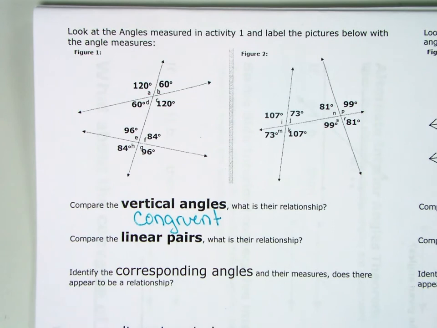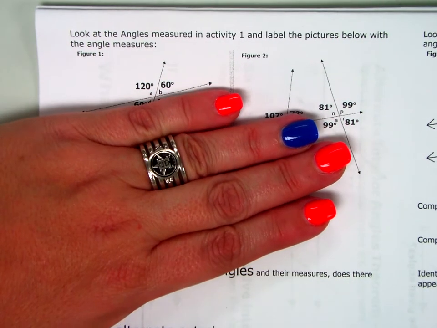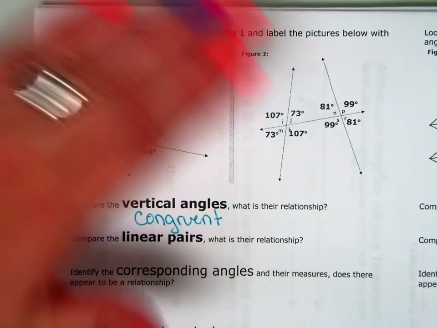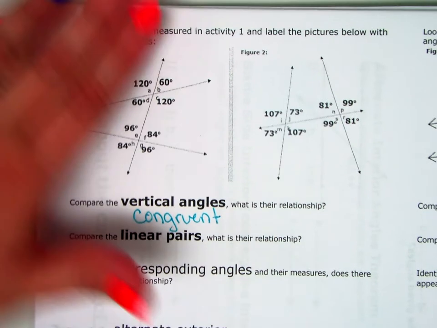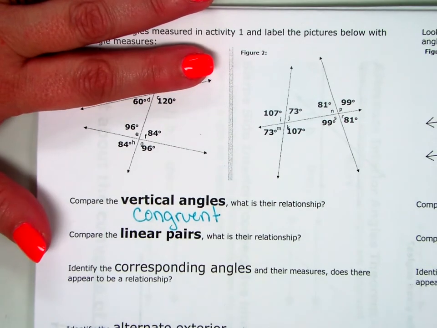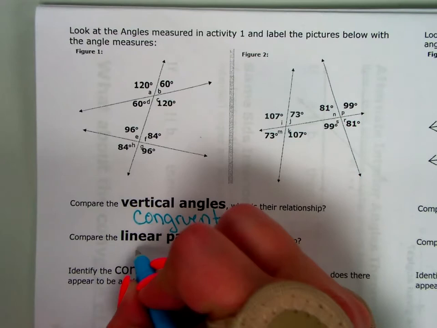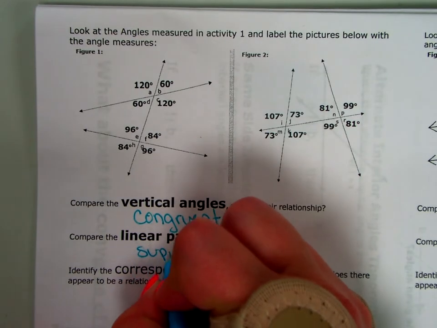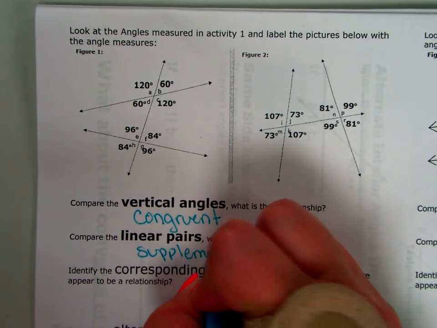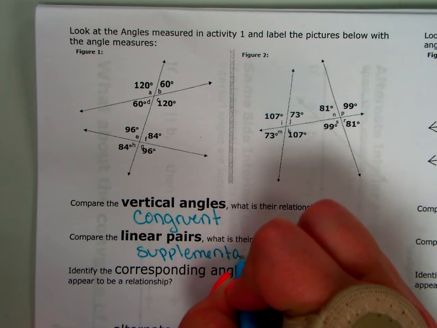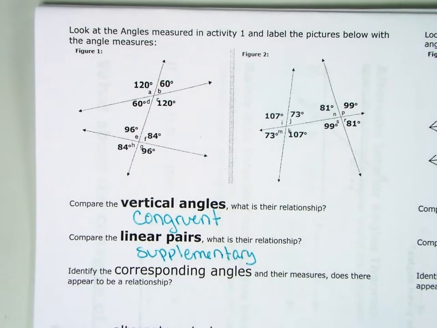Okay. What about my linear pair, my two angles that make a line? They add up to 180. What's a good geometry word for that? Supplementary. Okay.